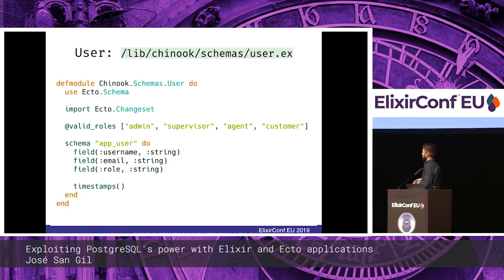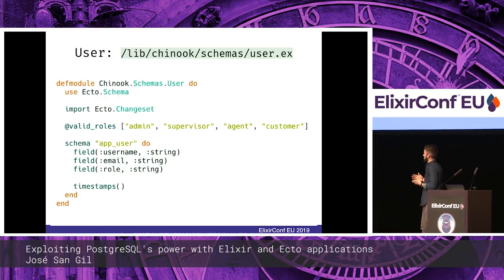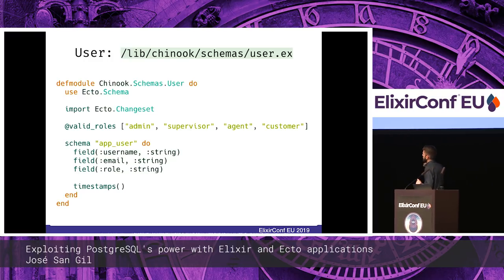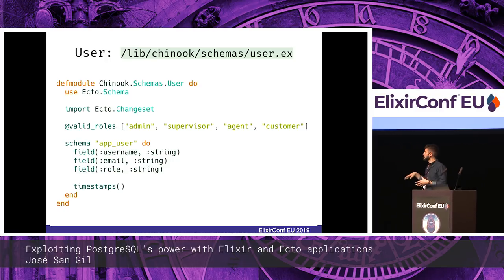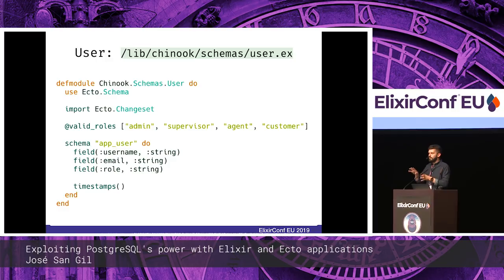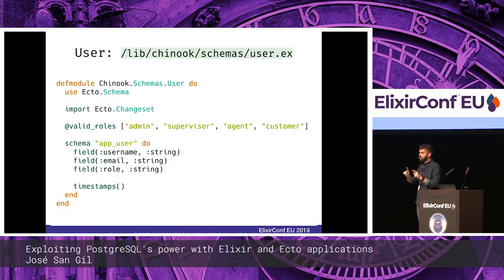This is just a translation of that new table to an Ecto schema. The most important part here is what this valid roles is doing. This valid roles is the definition of the four different roles I have in my database, the four valid roles that I have in my use case.